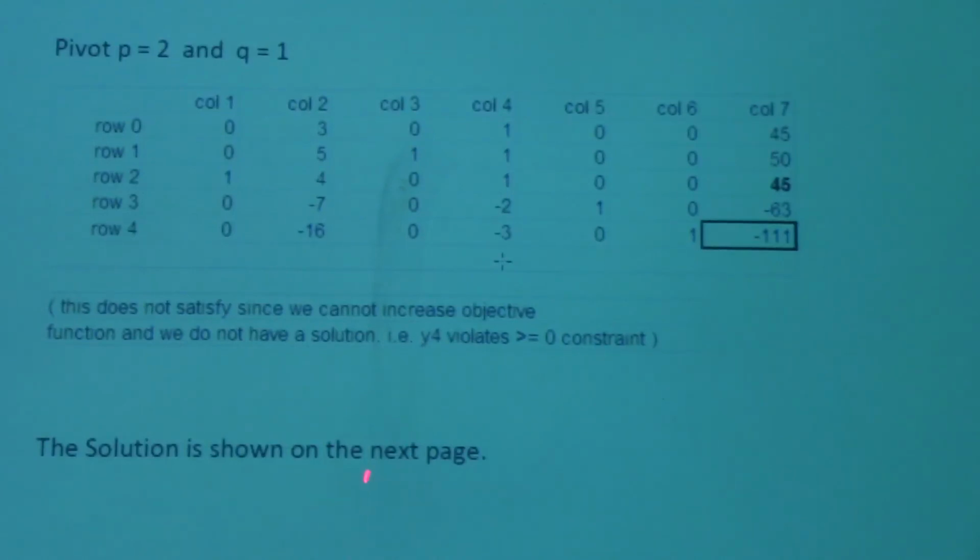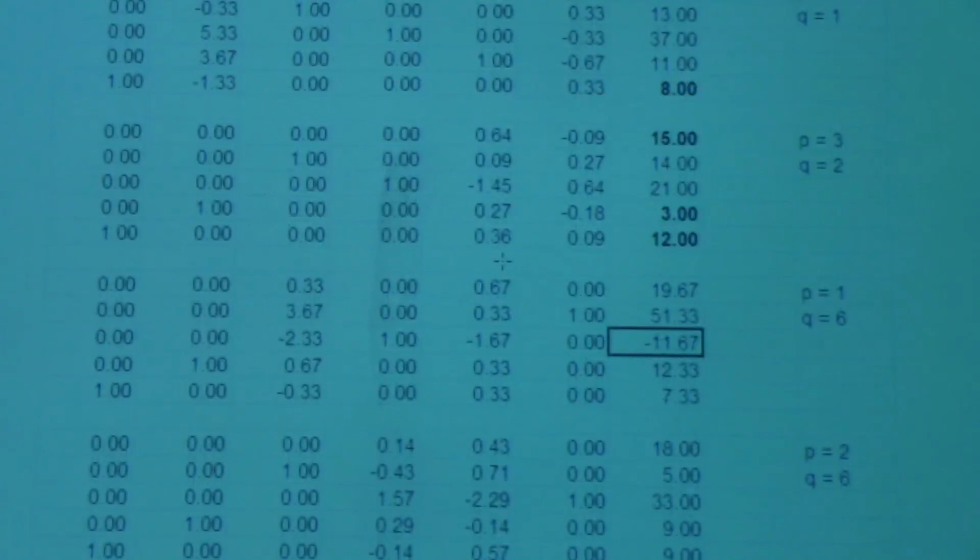So y4 greater than or equal to 0 violates that constraint. Actually, there are 2 constraints that are violated. So therefore, this 45 is false. We have to take a step back. What I'm going to show you is the proper pivoting. Again, every time you pivot, you have to make sure there are no violations. Whatever's in the basis has to fit the constraints.